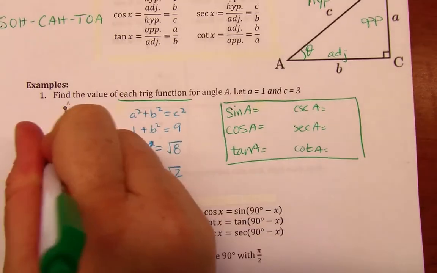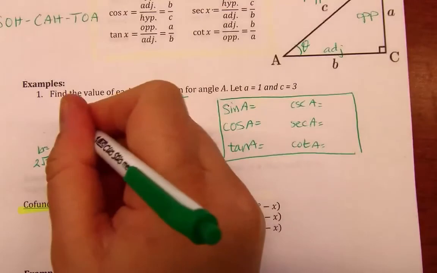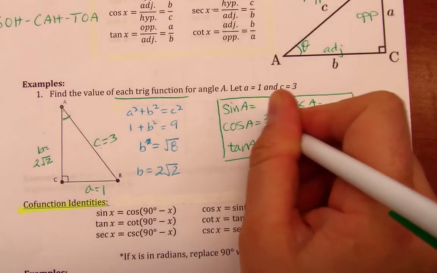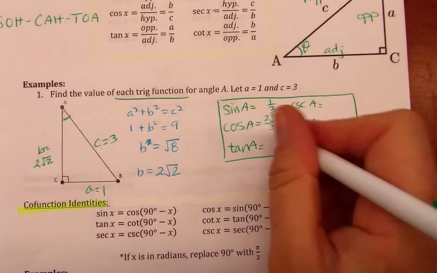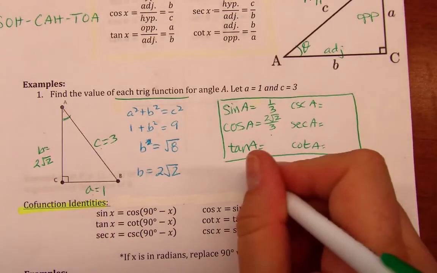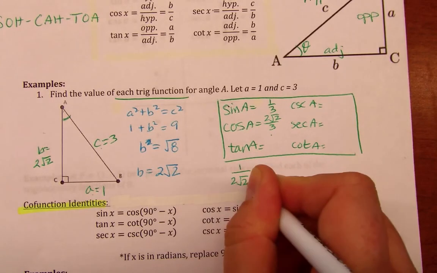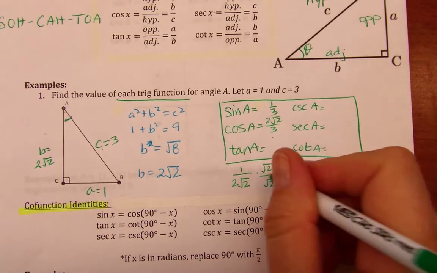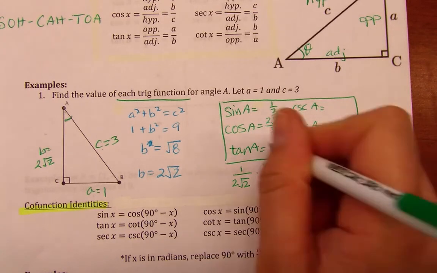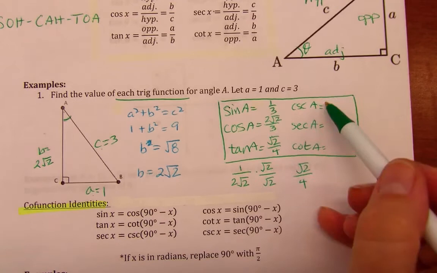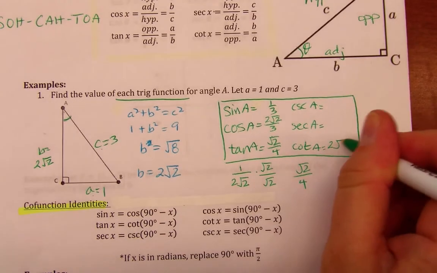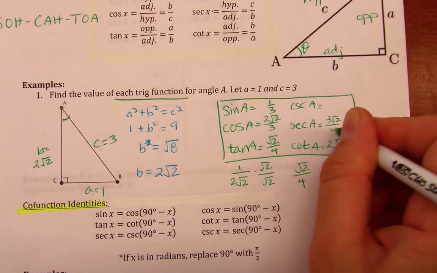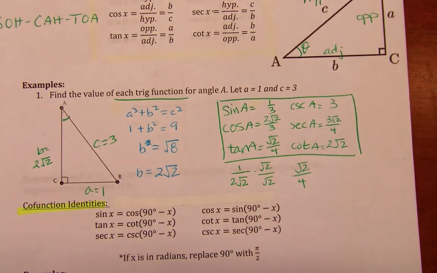And we can evaluate all of these. Sine of angle A is opposite over hypotenuse. Cosine is adjacent over hypotenuse. Tangent is opposite over adjacent, but we need to rationalize that. So if we have 1 over 2 root 2, we can rationalize, multiply by root 2 over root 2, and then we have root 2 over 4. And then all of these are the reciprocals. So the reciprocal of this is 2 root 2. Reciprocal of this, and then rationalizing it, is going to be 3 root 2 over 4. And then this one will just be 3. And that's it.